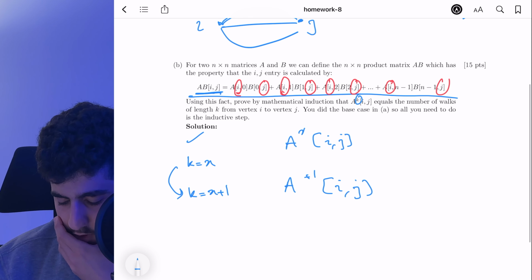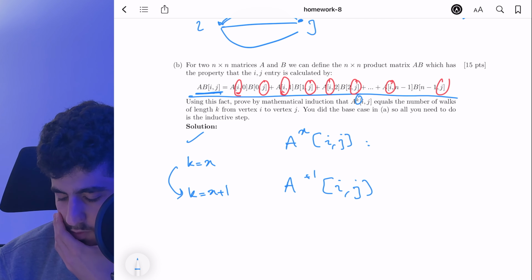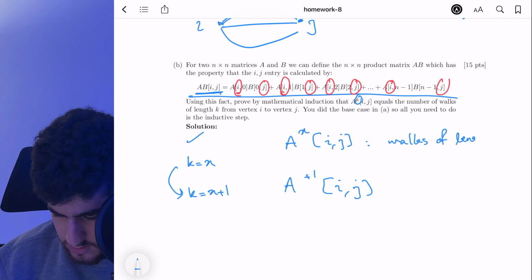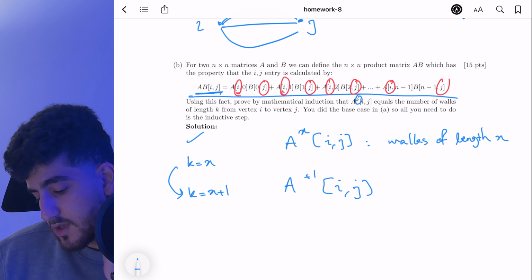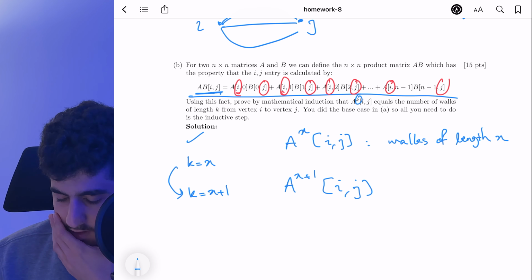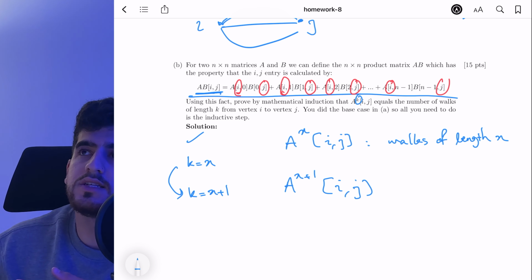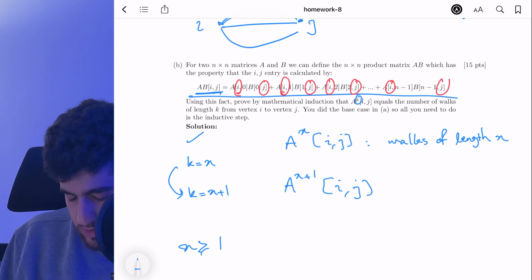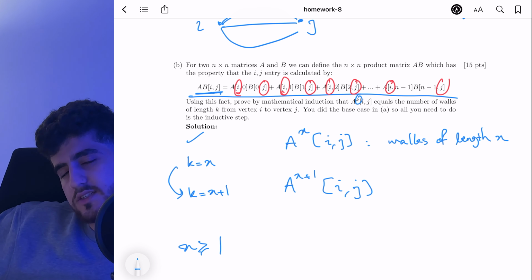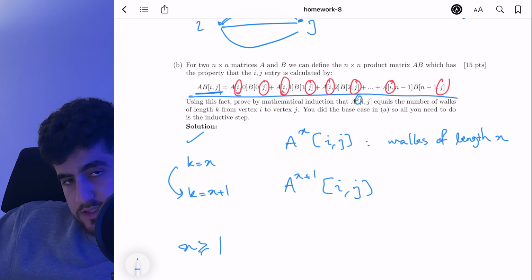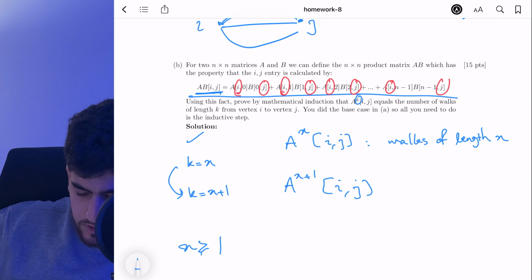It means that A to the power of x of i and j shows the number of walks of length x. Now here we have A to the power of x plus 1 of i and j, and we want to show that that one is correct as well. We want to prove it for every k, but instead of proving it for every k, we assume that for k equal to x it is true, and x is at least 1. Now we want to show that it is also correct for k equal to x plus 1. If for k equal to x it is correct, then for k equal to x plus 1 this is also correct. Okay, we just want to show that.